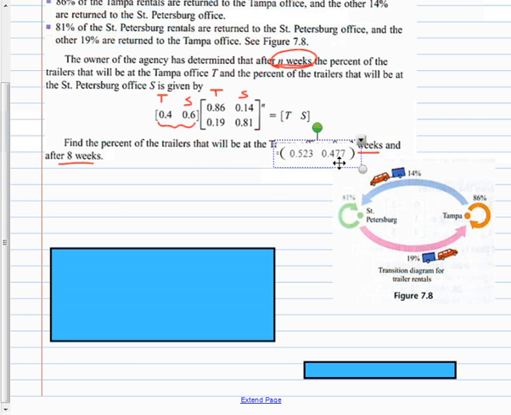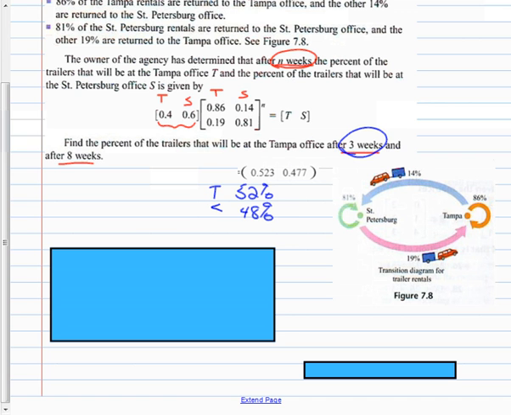So right down here is my 3-week solution. So this is telling me that after 3 weeks, I have 52% of my trailers are at the Tampa office and 48% of my trailers are at the St. Pete office where they have located. And you can run this for 8 weeks. You can run it for 52 weeks in the year. You can figure out what's going to happen. How many staff do I need at this office? How many staff at that office?